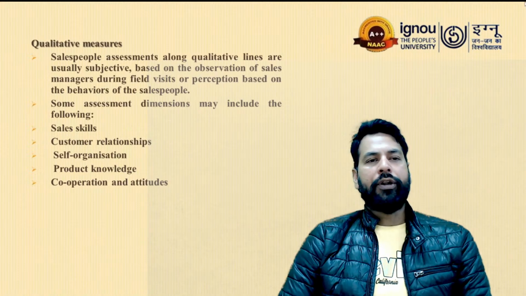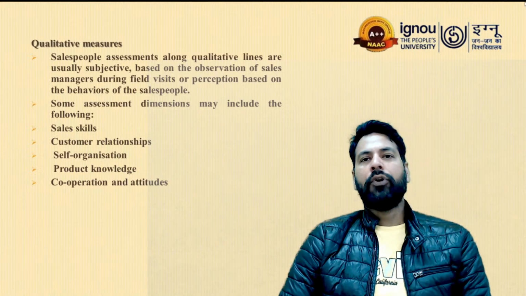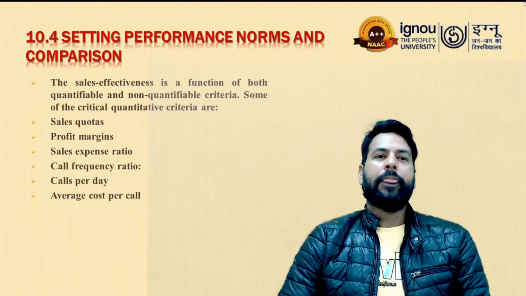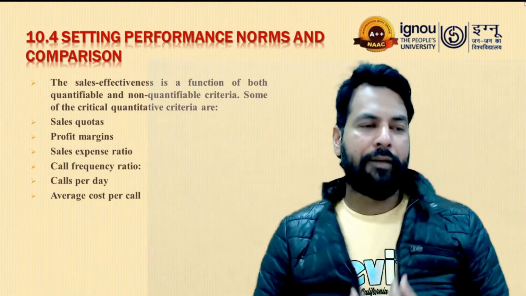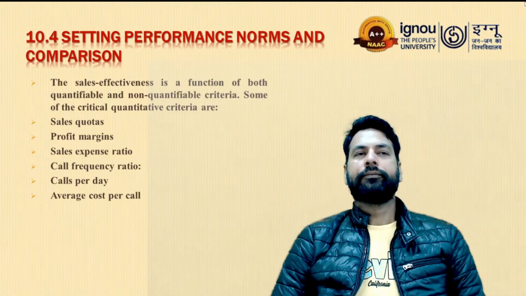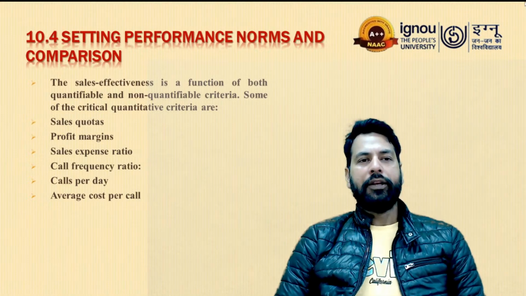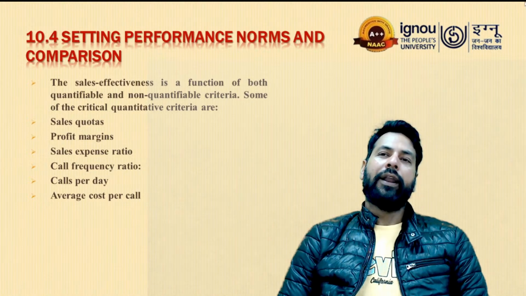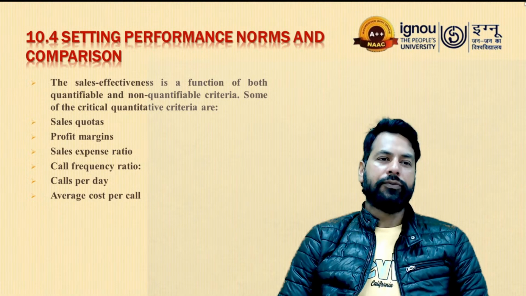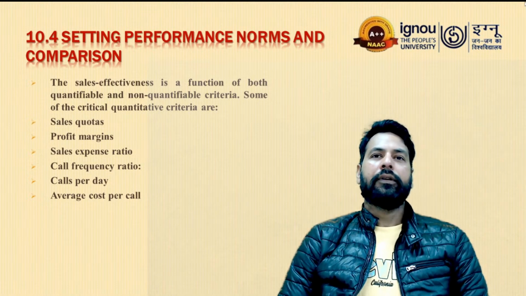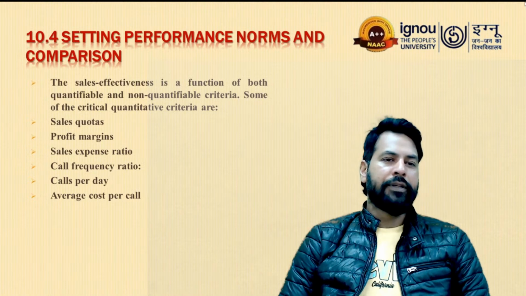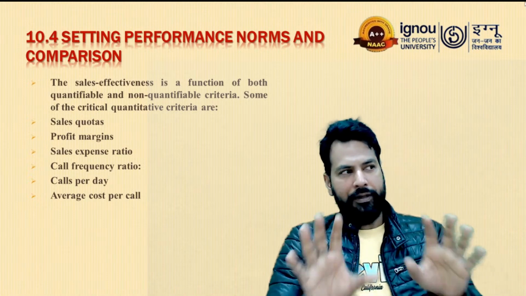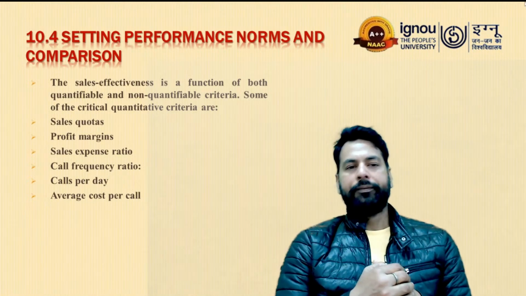So we spoke about quantitative measures, and we also spoke about qualitative measures. Now there are certain parameters, certain ratios by which you can evaluate the performance of your sales force. I have given you some: sales quota, profit margin, sales expense ratio, call frequency ratio, calls per day, average cost per call. I'll explain each and everything, so you don't need to worry about it.